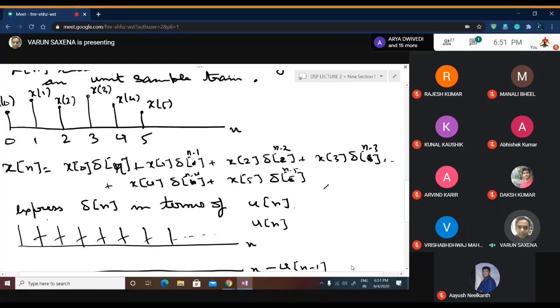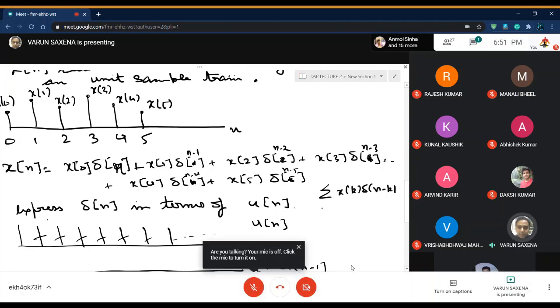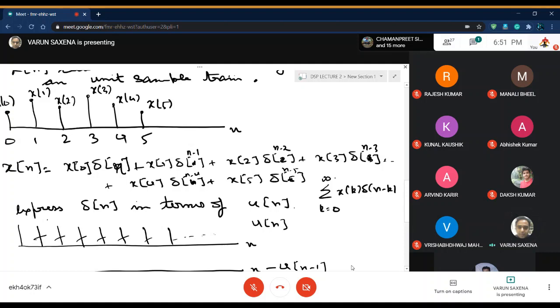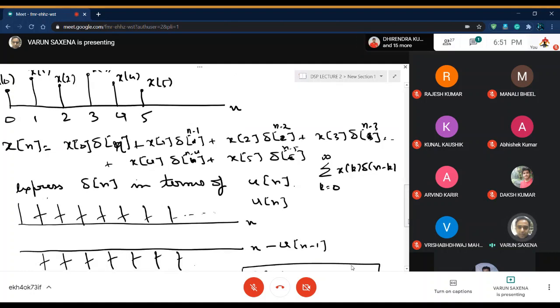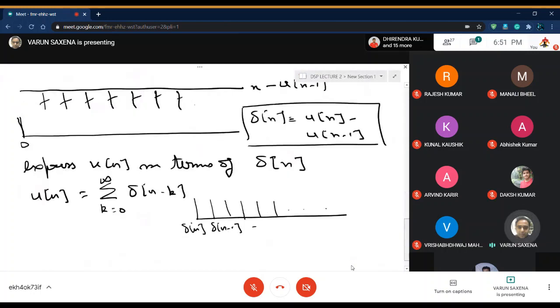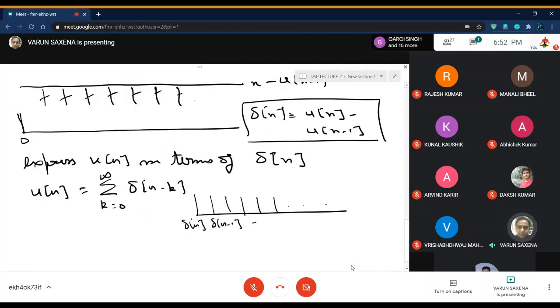So basically this is summation x k delta n minus k, where k varies from 0 to ideally, let's say, infinity. K can be anything. If it is a finite sequence, then k will be finite. So all these terms over here, this one is going to be delta n minus 2, this is delta n minus 3. You add them and you get this expression.